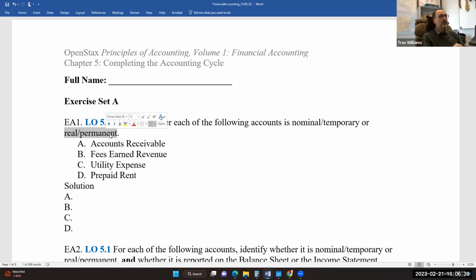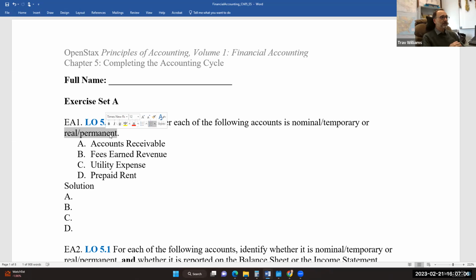You could think of those as the balance sheet accounts. So asset accounts are permanent. Liability accounts are permanent. Stockholders' equity, like common stock and preferred stock, those are permanent. Retained earnings is a permanent account. So all those accounts that show up on the balance sheet are permanent.